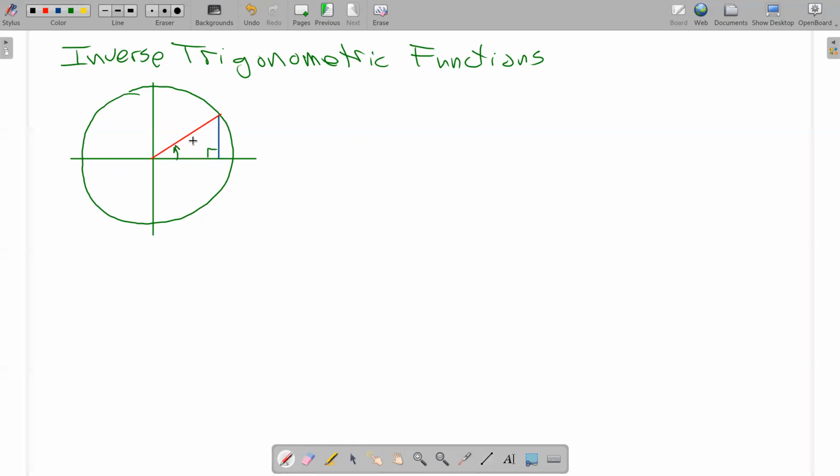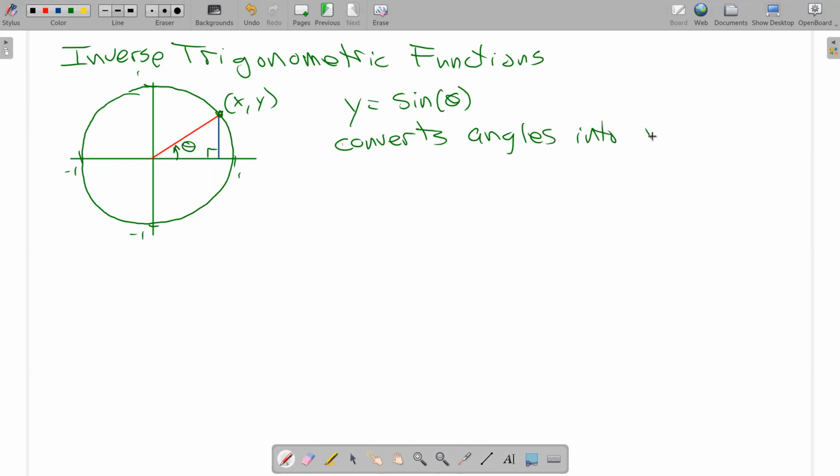So on this unit circle, that's 1 up there, -1, -1, 1. I have an angle for this radius right here, and my radius is 1. On the unit circle, I have some point xy, and I know that on this circle, y is equal to the sine of theta. So I just want to remind you of what the original purpose of the sine is with respect to the unit circle. What the sine does is it converts angles into y values on the unit circle.